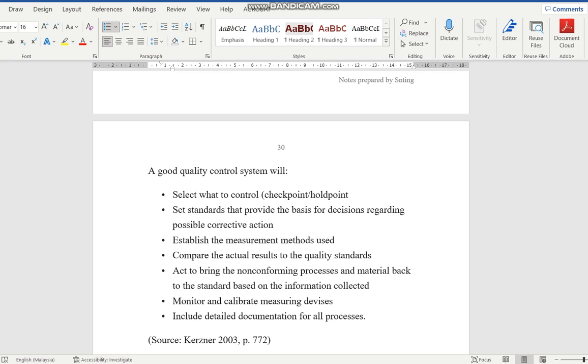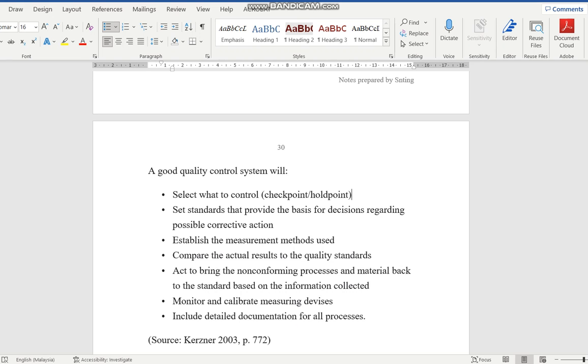If you can't pass this checkpoint or can't pass this hold point, you don't let the work pass, or you don't let the material, or you don't let the machineries, or you don't let the laborer workmanship go through to the next stage. You stop it. So that's what we normally would do. Then we set standards. Once you know which hold point, which checkpoint, then you set the standards.